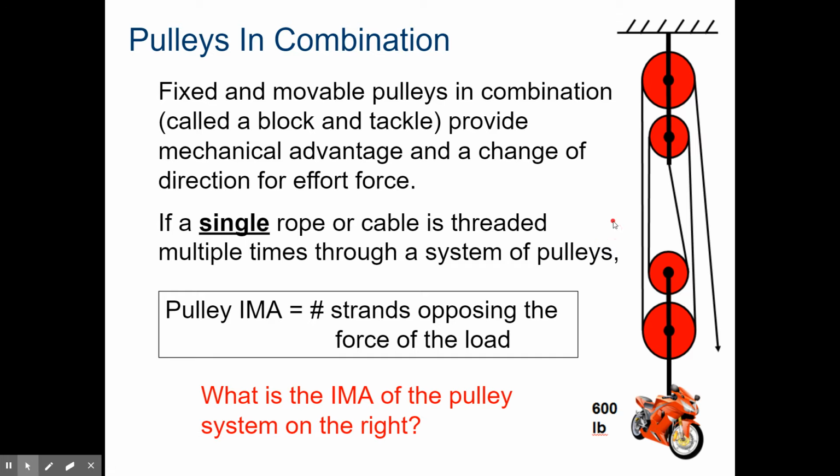Now we're going to assume that all our strands are vertical. When we start to get angles, we have to use trig. That doesn't happen for a while. So assume everything's vertical right now.